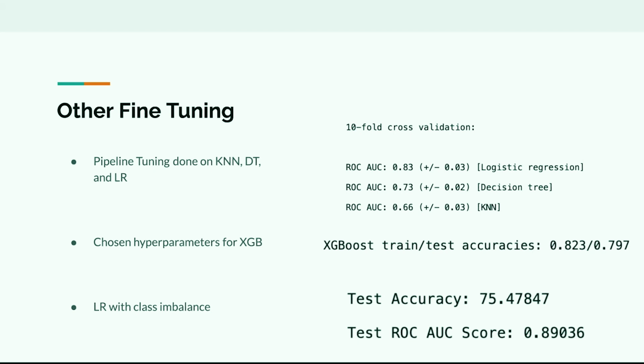We did chosen parameters for the XG boost, which also increased its accuracy, but its testing accuracy did not increase higher than the logistic regression model. And we also tested out class imbalance, in which the test accuracy of our logistic regression model dropped severely. The AUC score went up, and ultimately we did not decide to use it.